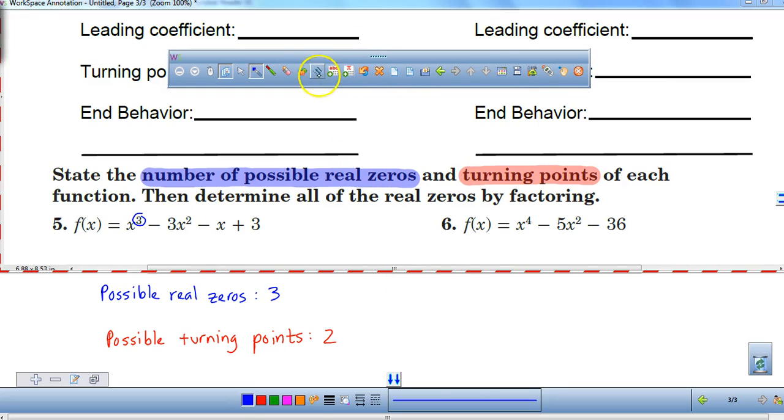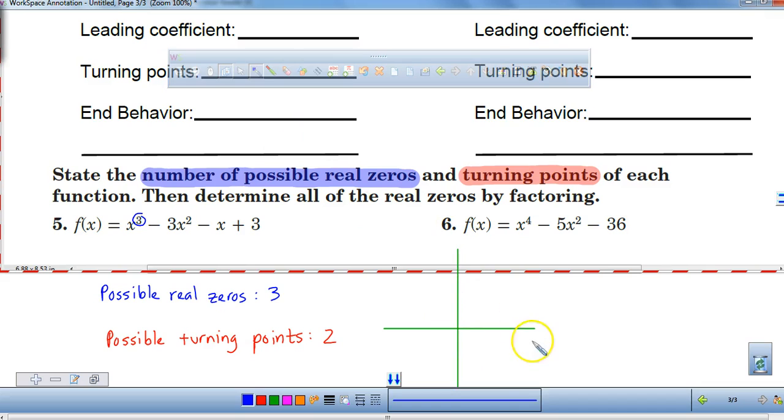Let's go and draw an x-axis and a y-axis. Here's an x-axis, there's a y-axis, there's your x, there's your y. If your graph comes up, it could go up, then go back down, and then go right back up. Now not all cubic functions look like this, but this right here is called a turning point. This right here is called a turning point. These points right here are your real zeros. So you could have at most 3 real zeros, and you could have at most 2 turning points.